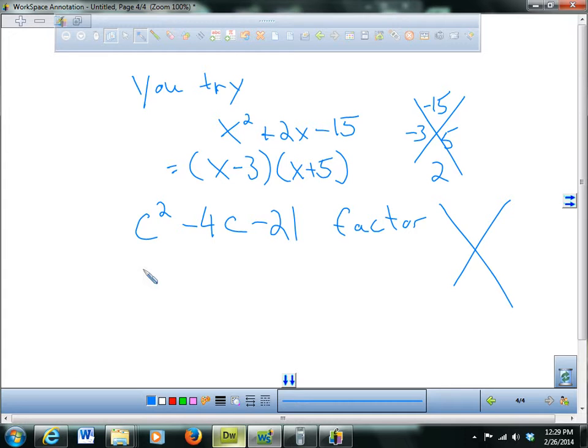What do you got? I got 7 and negative 3. So Renata, I think she put a negative 21 up here, right? A negative 4 here. And you did a positive 7 and a negative 3. Fix it. There's something wrong. You're almost right, because they need to add to negative 4. What should it be? Negative 7 and positive 3. Very nice. C minus 7, C plus 3.